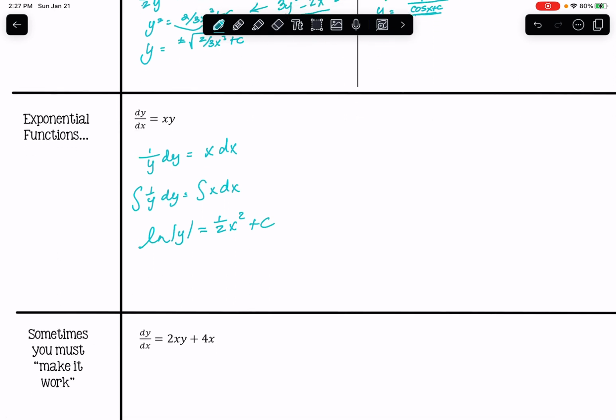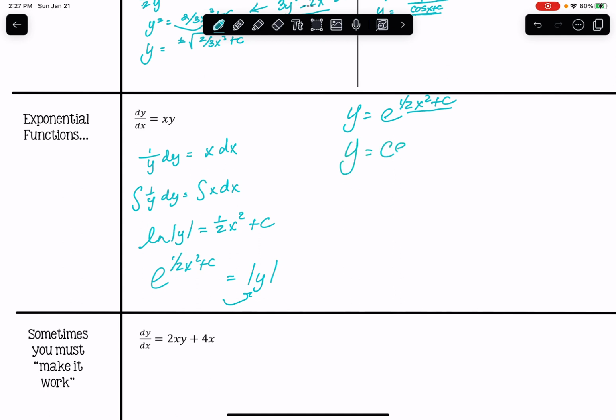Now, we can't leave it like this. We have to solve for y, and to solve for y, we change it to an exponential function. So e to the 1 half x squared plus c would equal the absolute value of y, which would be positive. So we can say y equals e to the 1 half x squared plus c. You rarely see it this way. You should always pull the c down in front. I showed you why in the last video. So you have y equals c e to the 1 half x squared.